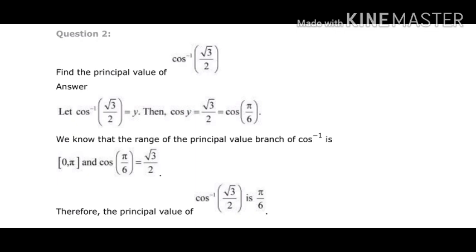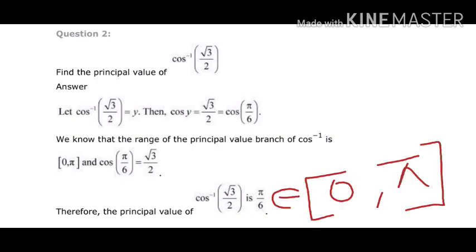Now we'll solve question number 2. Find the principal value of cos inverse root 3 by 2. Let cos inverse root 3 by 2 be y, and if we transfer the cos to the other side, we get cos y is equal to root 3 by 2. So cos pi by 6, we know the value is root 3 by 2. We know another thing, that the principal value branch of cos inverse is 0 to pi, and cos pi by 6 is equal to root 3 by 2. So the principal value of cos inverse root 3 by 2 is pi by 6.